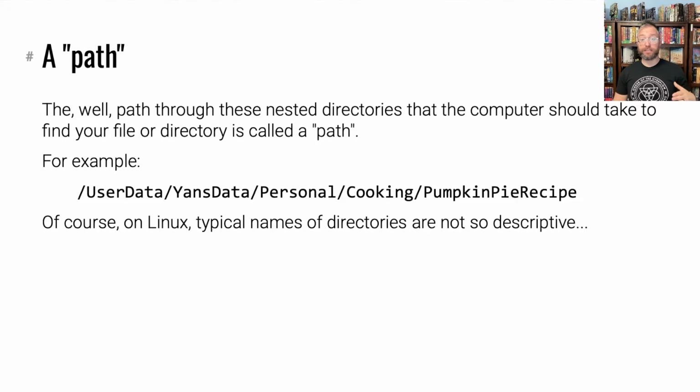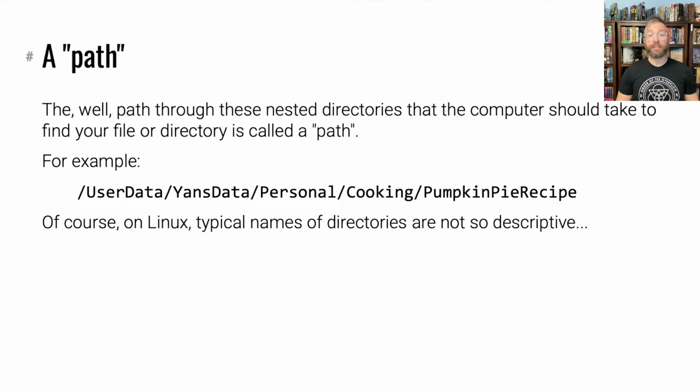is basically a set of directories and a file, joined by /. So that first / signifies the root, and then you go into user data, and then you go into Jan's data, and then you go into personal, and then you go into cooking, and then you go into pumpkin pie recipe. Wild.